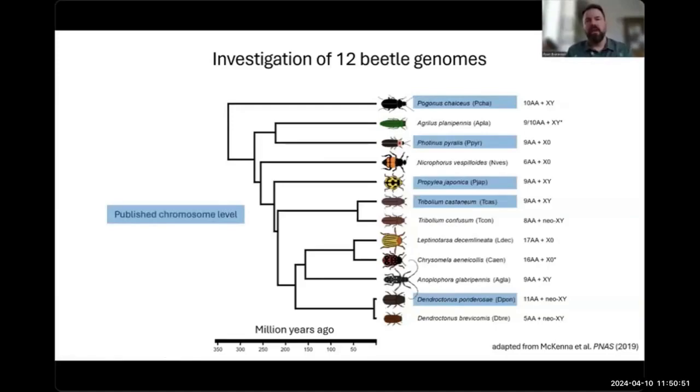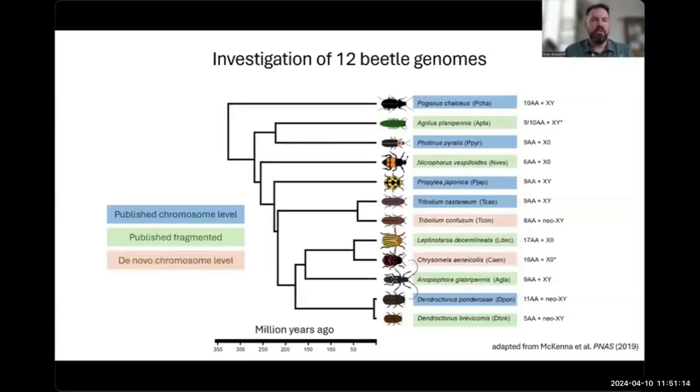And so I looked at some published chromosome level assemblies for the species that are shown here in blue. I then also analyzed some published fragmented assemblies, which are shown here in green. And for these species, we generated male and female Illumina data so we could try to identify the sex-linked scaffolds in those assemblies. And then we also did some de novo chromosome level assemblies for a couple of species, which are shown here to kind of fill out some of the phylogeny and try to get better understanding of some specific groups.